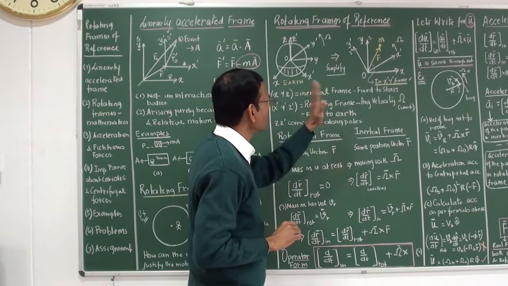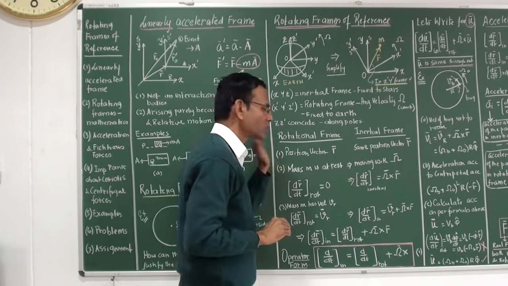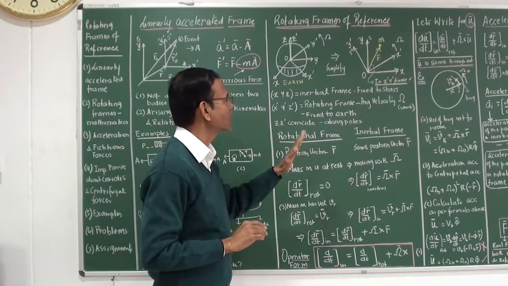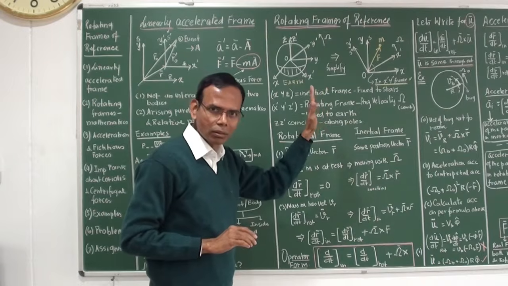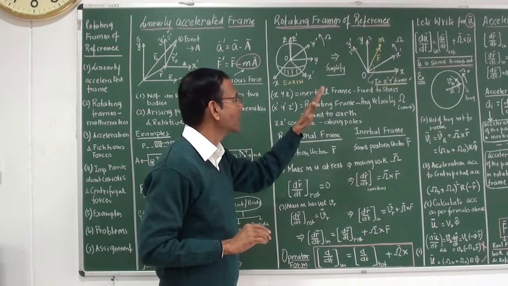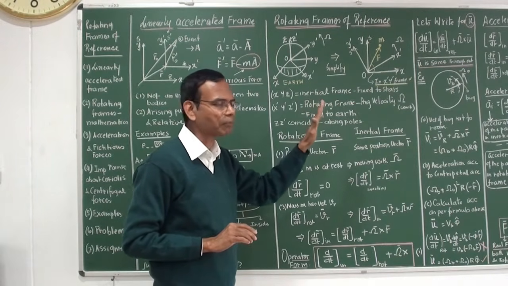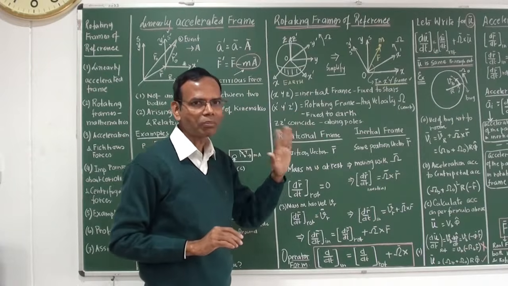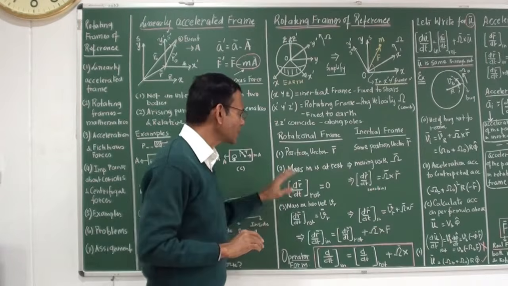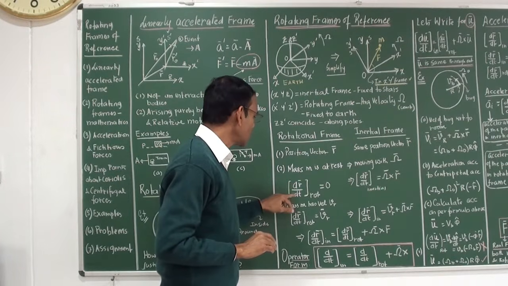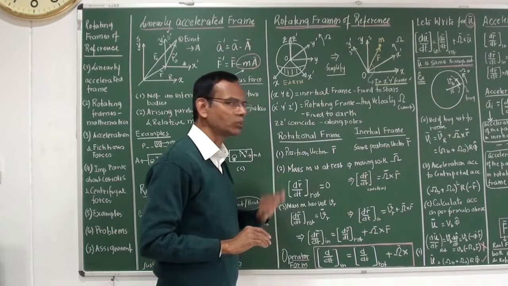Now suppose the mass m is at rest. That means it is at rest where? In the rotational frame. I am taking the mass m in the rotational frame, that is your x prime y prime frame, and the vector R, which is the position vector of mass m, is also in the x prime y prime frame. Now the mass is at rest. So if the mass is at rest, dR/dt in the rotational frame is equal to 0.